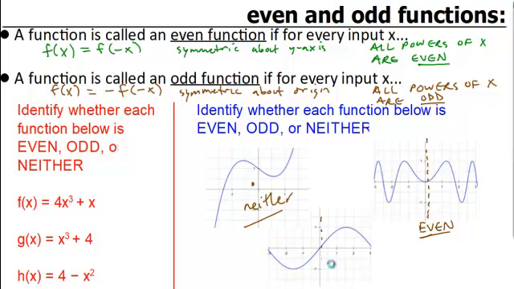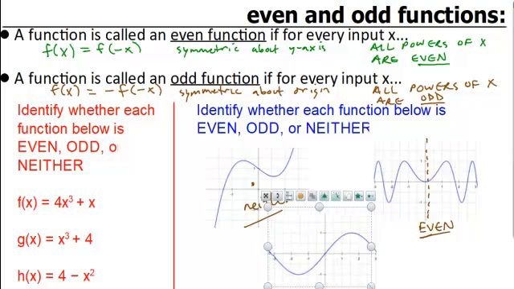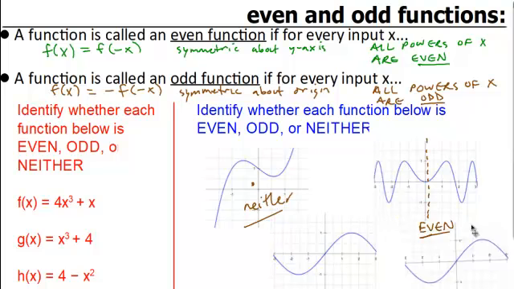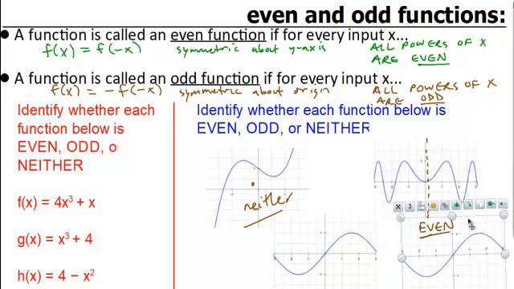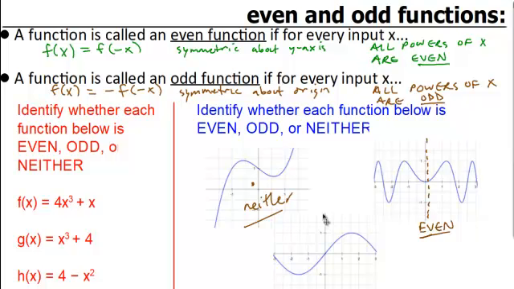But if we took this graph here and we rotated it 180 degrees, okay, are we going to get the exact same graph? Yeah, these are exactly the same. Okay, so what you have here is an odd function. Okay, so just by looking at graphs, you should be able to determine whether they're even, odd, or neither.